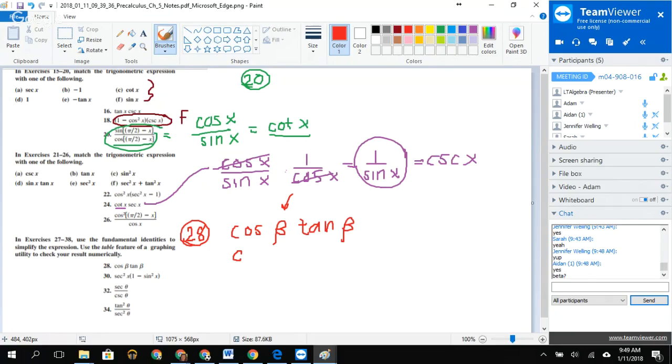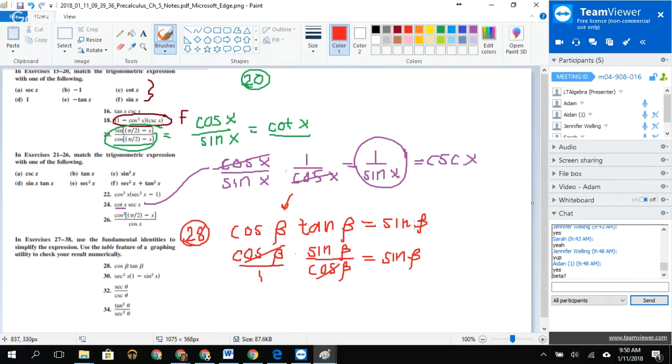We don't really have a choice of where we're going, but let's break it down. Beta? That sounds right, Aiden. I'll go with beta. The cosine of beta, we can't really break that down, but we do know that the tangent of beta is equal to the sine of beta over the cosine of beta. It's a pretty easy one. Let's cross out our cosines and say that this is equivalent to the sine of beta.